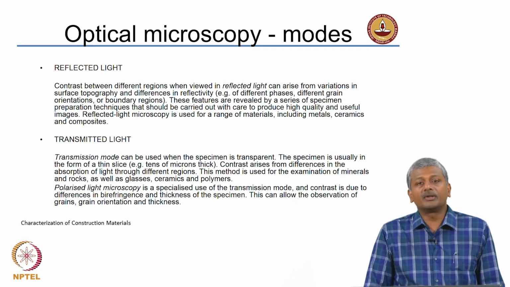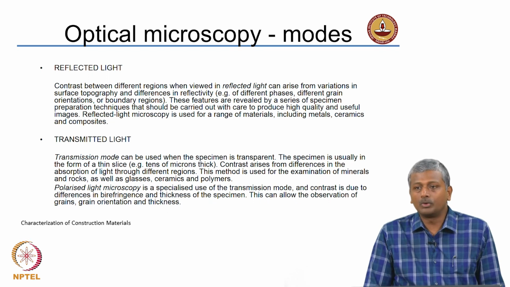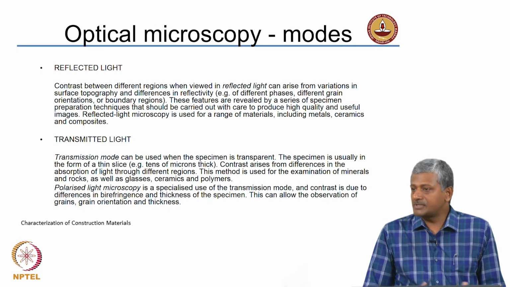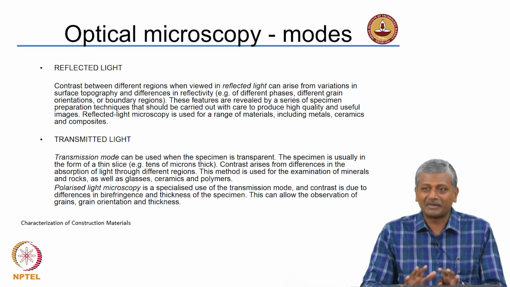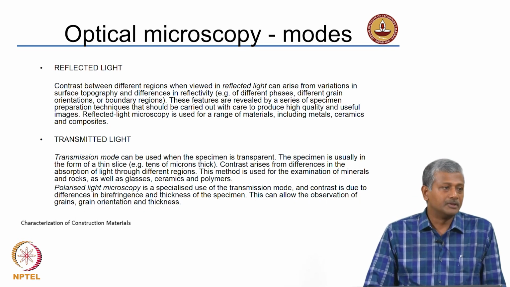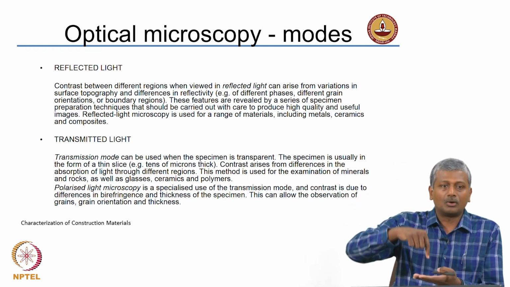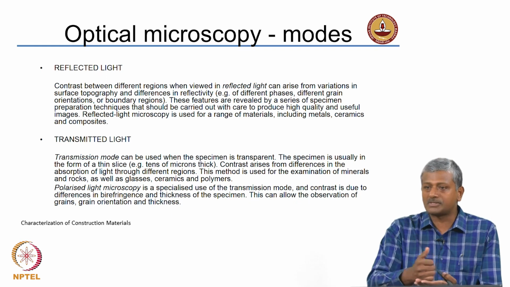Okay, now let us look at what are the different modes in which you can actually do optical microscopy. Two common modes are reflected light mode and transmitted light mode. Obviously, you will choose reflected light when the specimen that you are trying to image is dense and not penetrable with respect to light. In other words, you have an opaque specimen. So, now what happens is you are shining a light onto your opaque specimen and looking at the reflectivity of the light from the surface of the specimen.